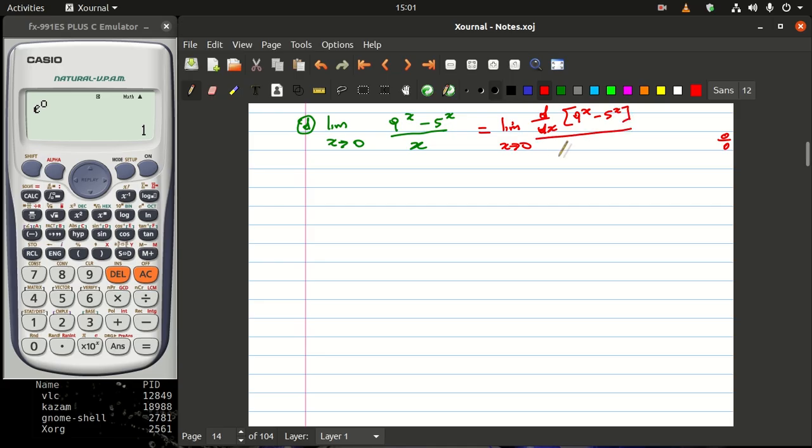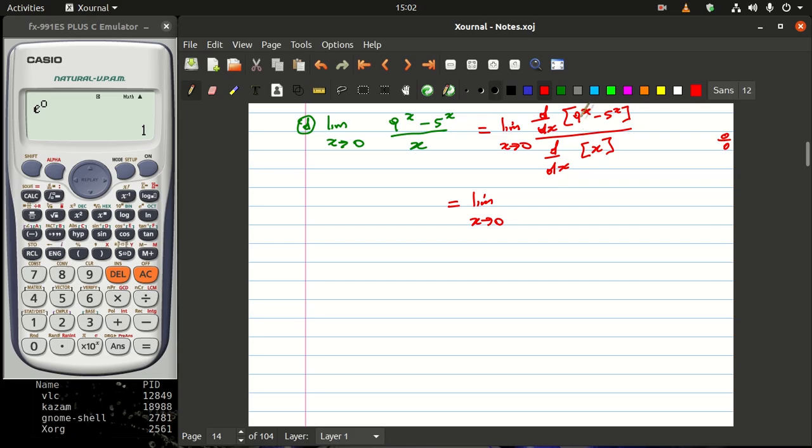And then you divide this whole thing by the derivative with respect to x of x. So once you are actually having this, you still have the limit. You only drop it when you are finally plugging in. So what is the derivative of 9 to the power x with respect to x?